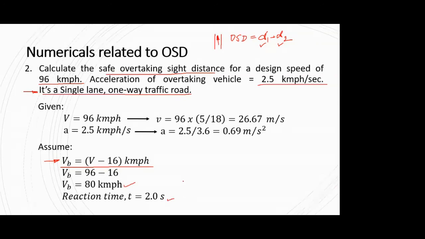Now everything is given; you just have to input the values in the formulas. D1 will be equal to V_B into t, using the meter per second values here, and D2 will be equal to 2S plus V_B into T, where capital T is the overtaking time. I find the S value from the formula 0.7 V_B plus 6, and for T the formula is the square root of 4S upon A. Knowing all the terms, I simply add the two values D1 and D2, and that gives the overtaking sight distance required.